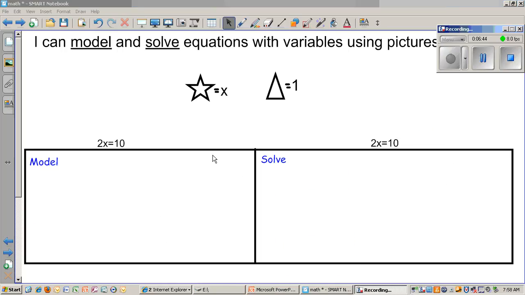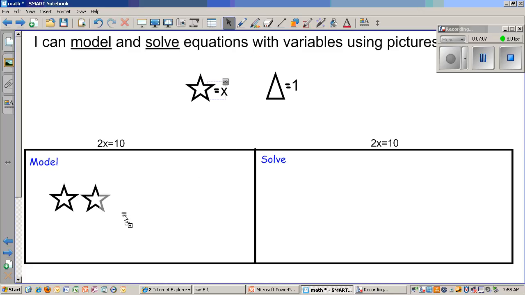All right, so let's try another one, and this one is going to ask us to model 2x equals 10, and you know, by this time, I would hope that you would be able to say to yourself, I know what x equals already. So let's see if we can figure that out. We're going to use 2x's, so there's 1, there's 2x, and that's going to equal 10.